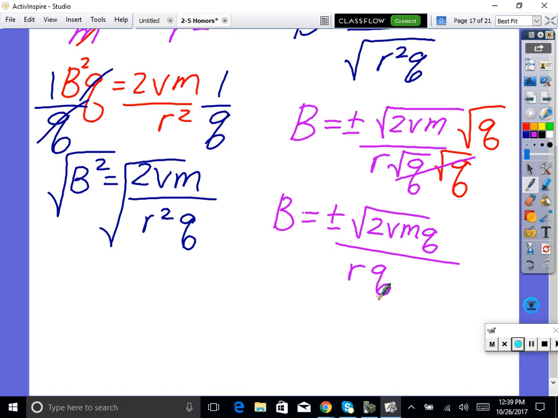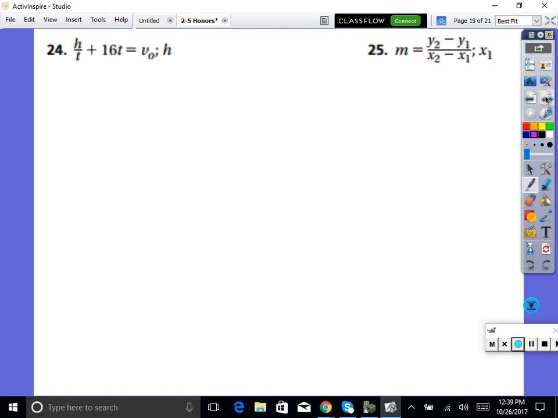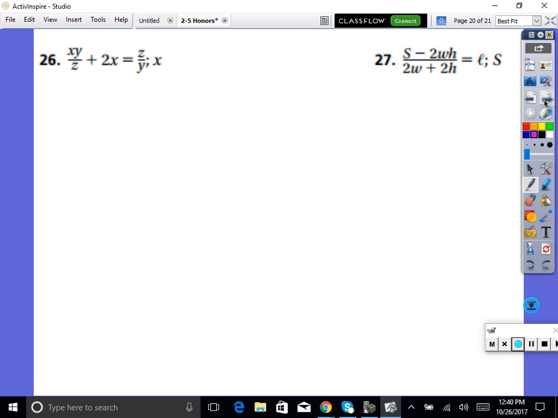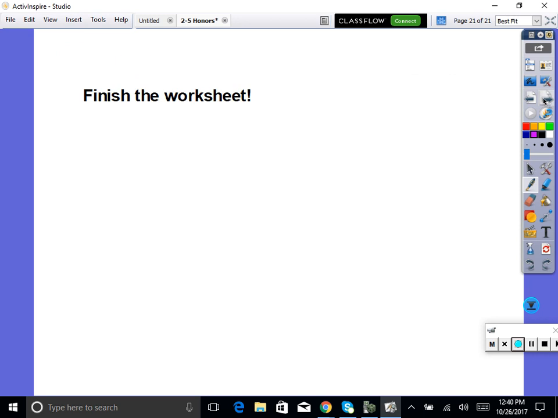Way to go. Okay. Do you guys need more literal equation examples, or do you feel okay about them? You do? Okay. Sweet. I trust your judgment. You're sure? Yeah. Okay. Finish the worksheet, though.